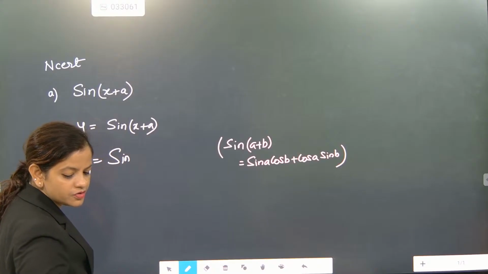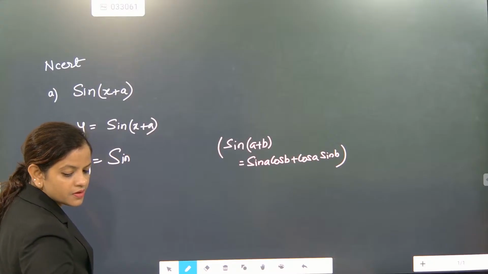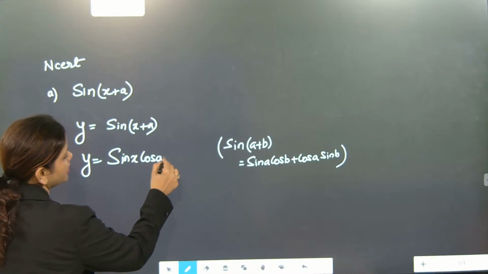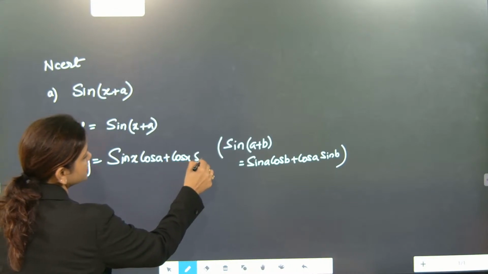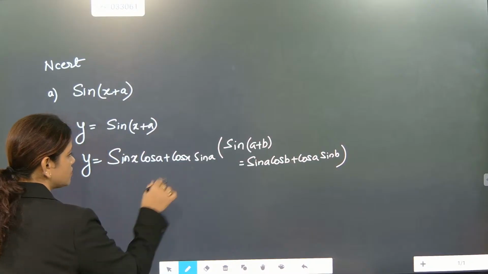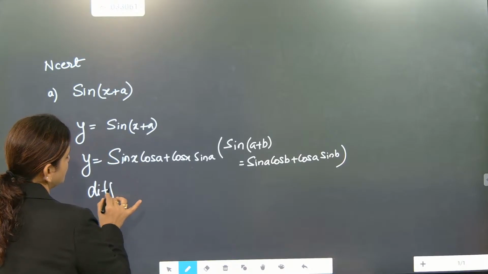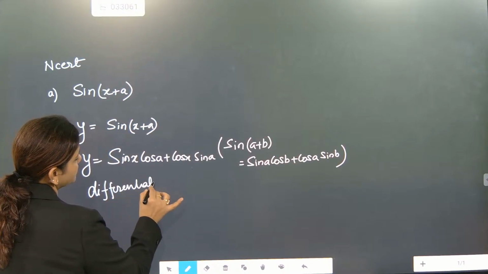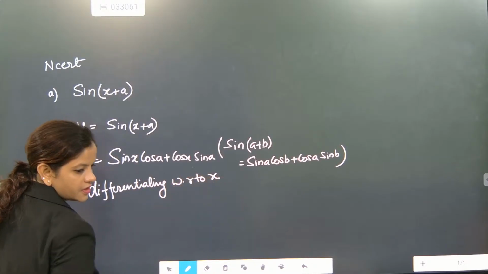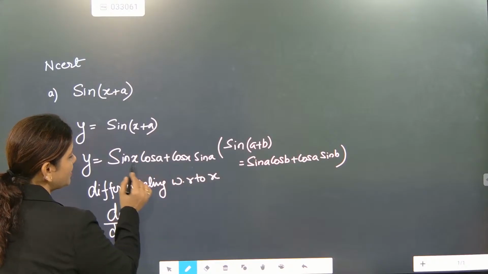I hope you have understood this one. This is the formula: sine A cos B plus cos A sine B. Got it? So here it will become sine x cos A plus cos x sine A. Done till here? Now we will differentiate with respect to x. Done? So we will write dy by dx is equal to 1 times here.